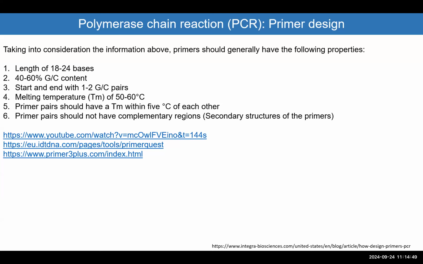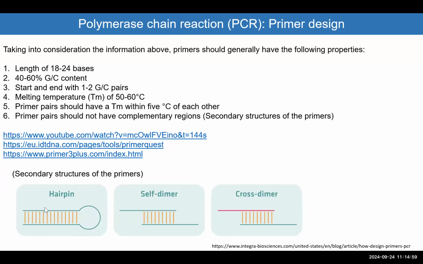With more than a 5 degree difference in melting temperature, it might not work. And then you have to be careful about the secondary structures, such as the primer making a hairpin on itself, or making dimers with itself, or cross dimers with the other primer. There are a lot of different tools that you can use.